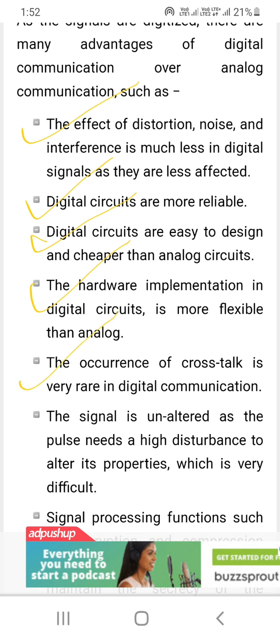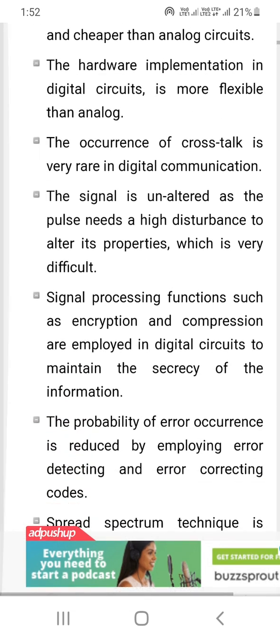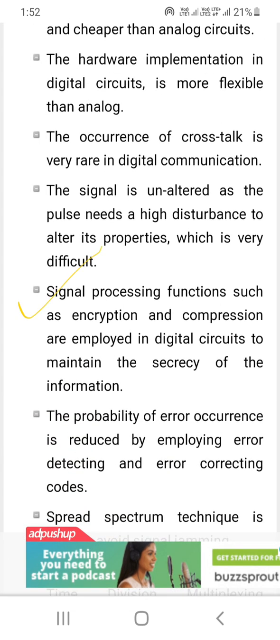The occurrence of crosstalk is very rare in digital communication. The signal is unaltered, as the pulse needs a high disturbance to alter its properties, which is very difficult. Signal processing functions such as encryption and compression are employed in digital circuits to maintain the secrecy of the information. The probability of error occurrence is reduced by employing error detecting and error correcting codes.